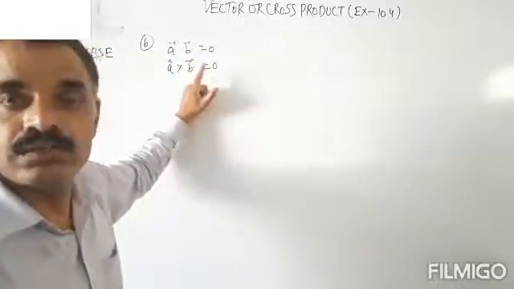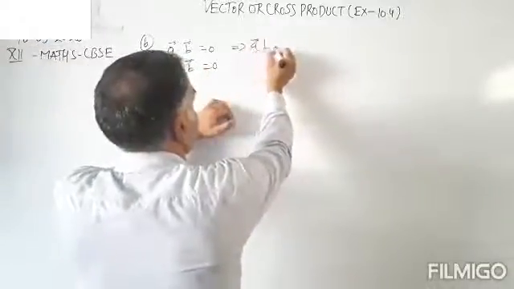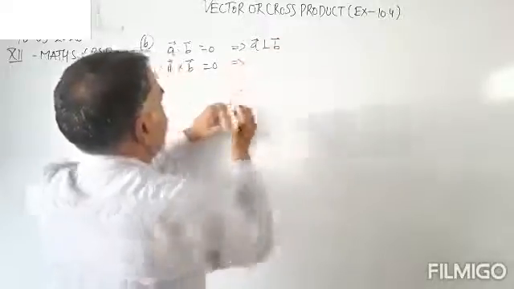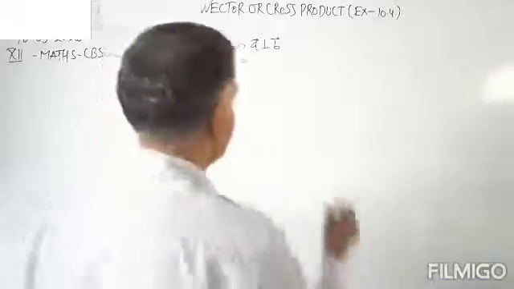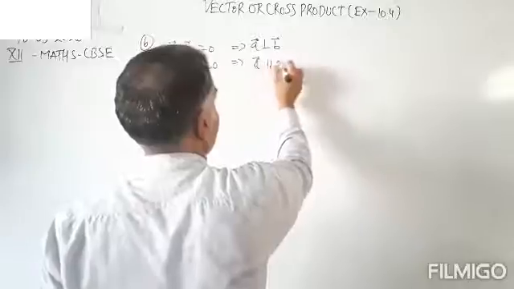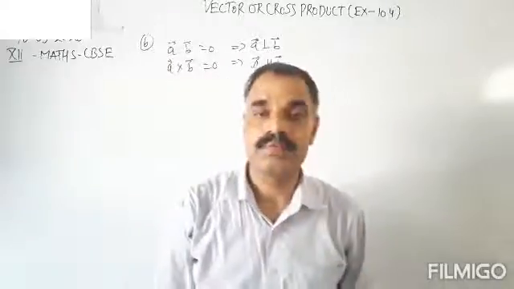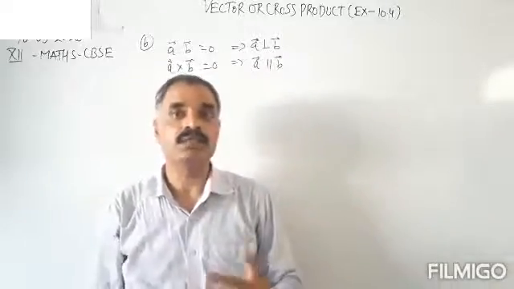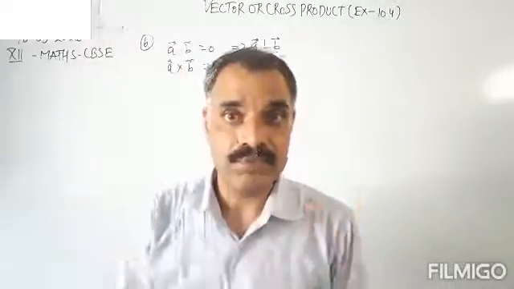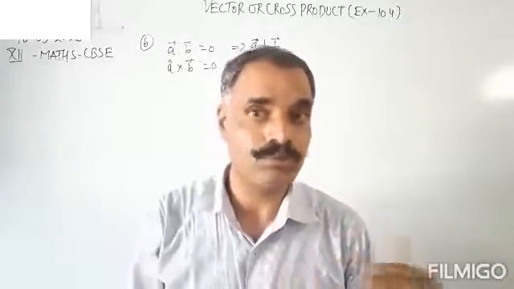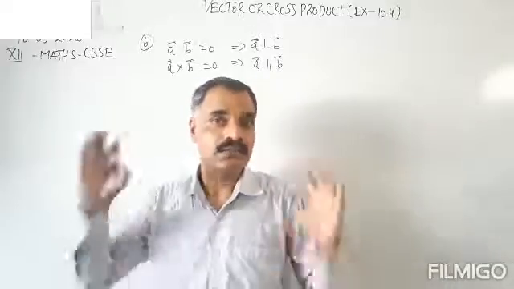What is the conclusion of this? A vector dot b vector equal to 0 means a vector is perpendicular to b vector, and a vector cross b vector equals 0 means a vector is parallel to b vector. So both the vectors are parallel and perpendicular to each other. In the same instance both the vectors may not be perpendicular and parallel to each other. That is why this is incorrect.